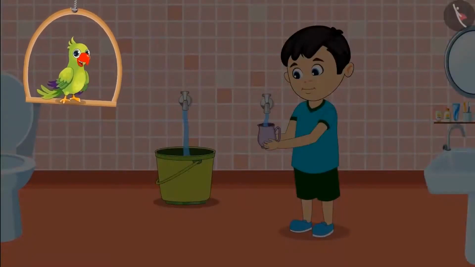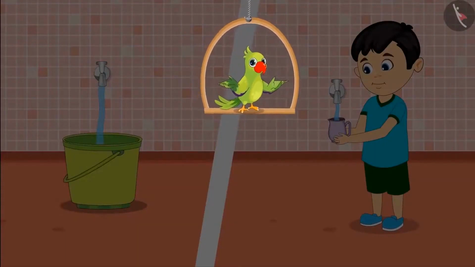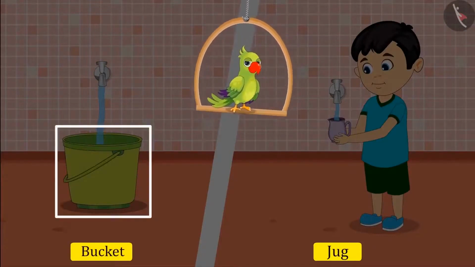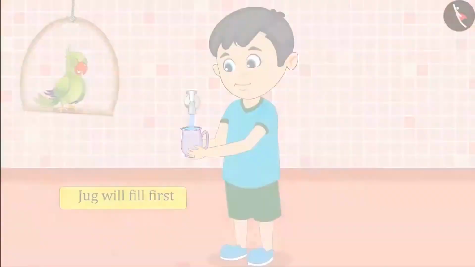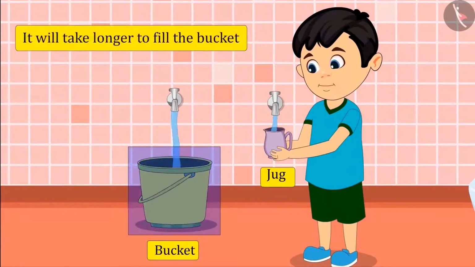Today, Chotu is filling water in the bucket with the tap for bathing. And at the same time, he is also filling a jug to water the plants from another tap. Children, if both the things start filling together, do you think that Chotu's jug will be filled first or the bucket? Yes, the first thing to get filled is the jug and later the bucket. Because Chotu's jug is smaller than the bucket, it will carry less water. This means it will take more time to fill the bucket.